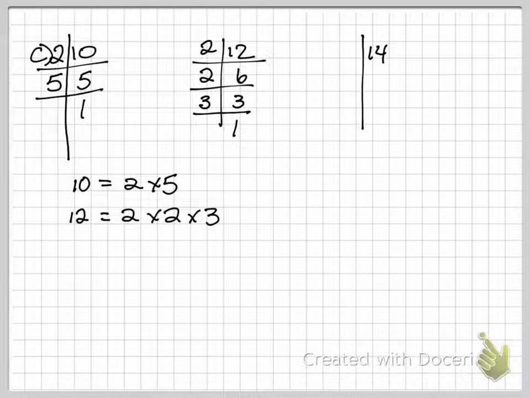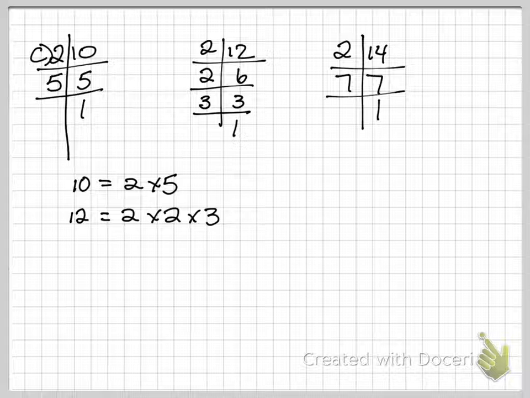Let's do it for 14. 14 divided by 2 is 7. 7 itself is a prime number, so the only other prime number I can divide it by is 7. That gives me a 1, so I can stop. So the prime factors for 14 are 2 times 7.